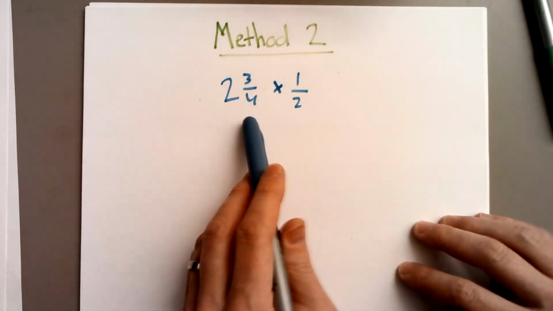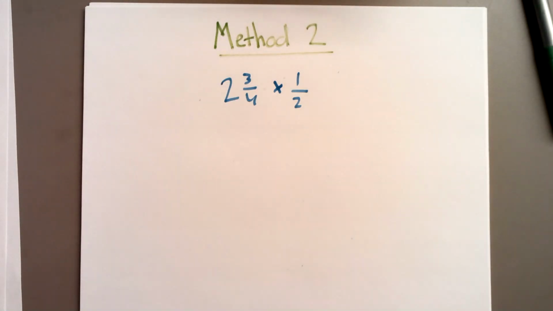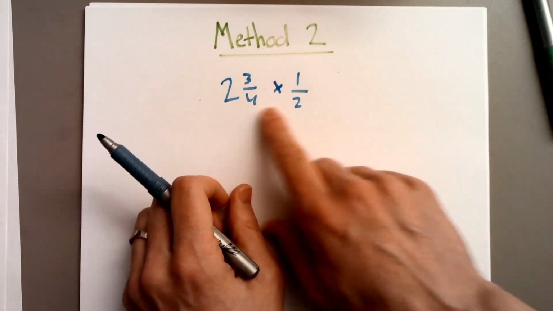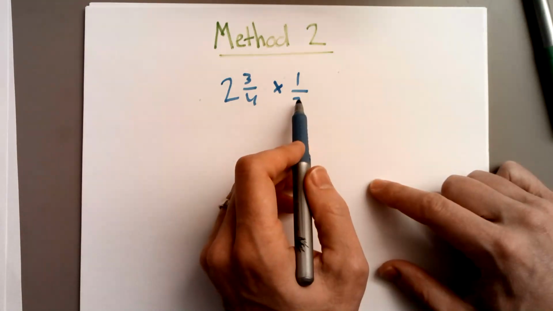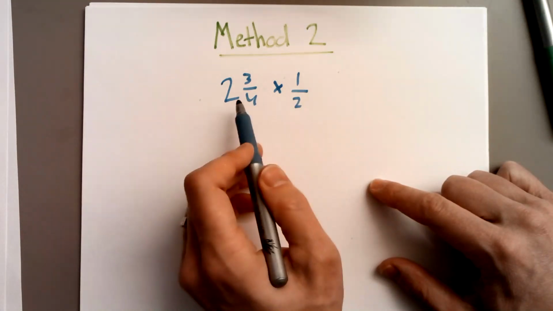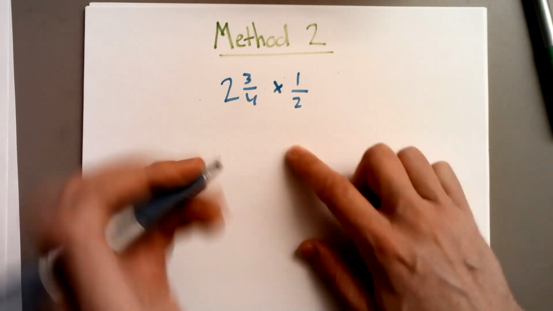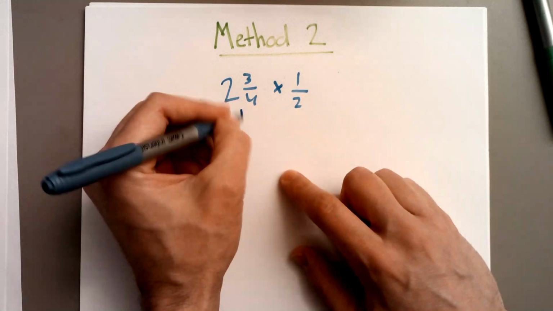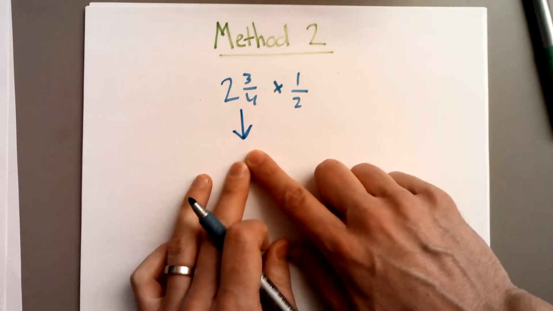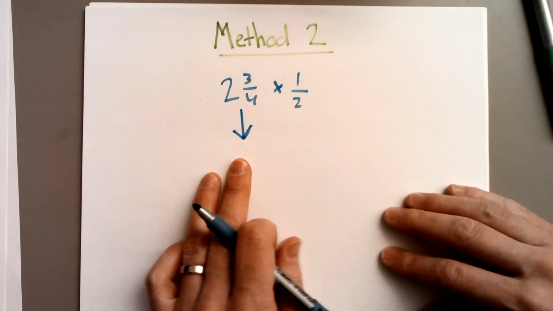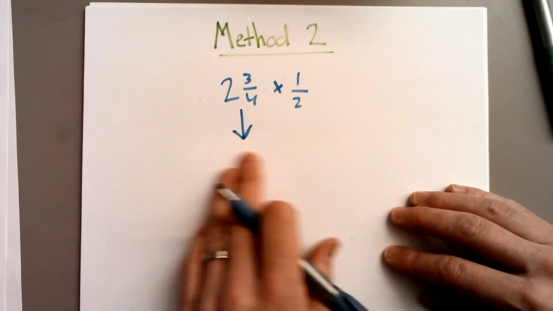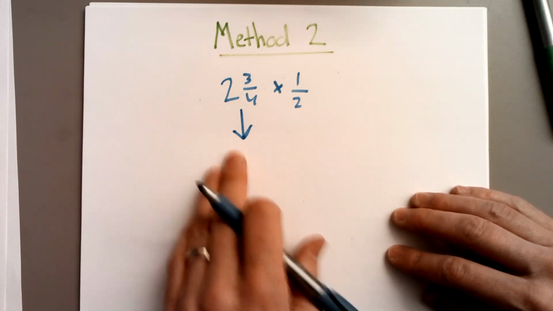Method two can be a little more efficient, a little quicker, because you only have to do one multiplication instead of multiplying this factor by both parts of the mixed number. You only have to do one multiplication. How can you just do one multiplication? Well, that's by turning this number into a fraction. That's going to be a fraction that is greater than one whole, so some would call it an improper fraction. But it's basically you just turn it into a fraction.